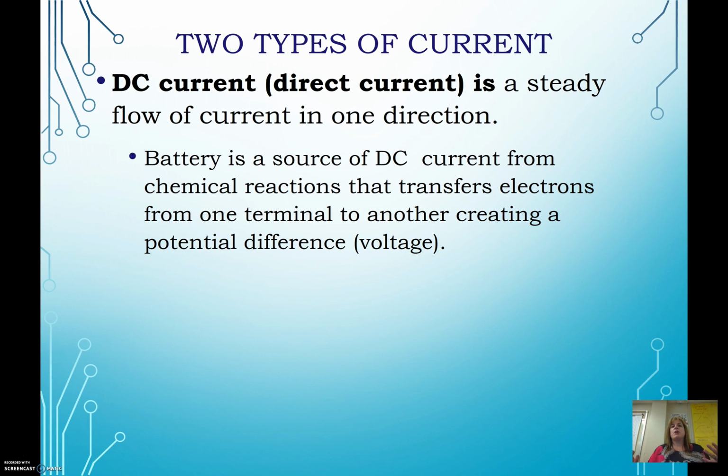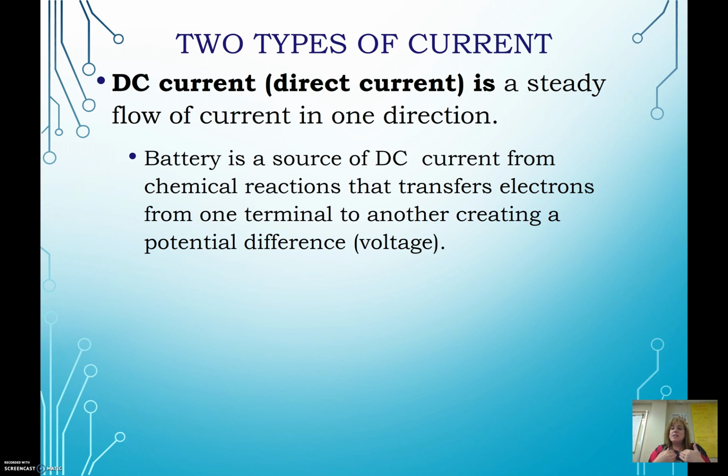Now, there are two types of current. The one that we're going to deal with almost exclusively in this class is direct current, which is a steady flow of current in one direction. Batteries are a great source of DC current. So the conventional current flows from the positive terminal of the battery to the negative terminal of the battery. So one directional flow.